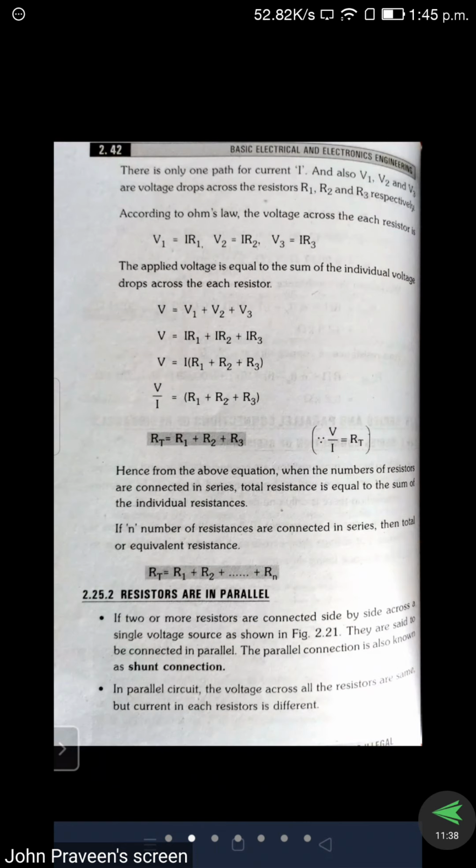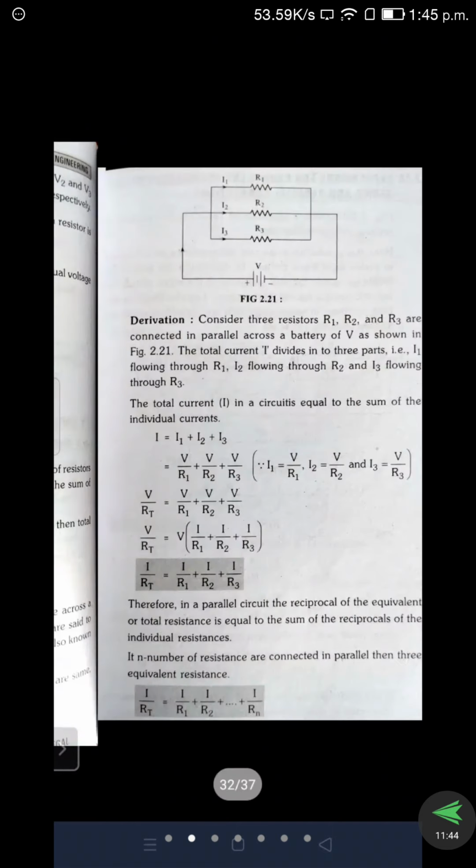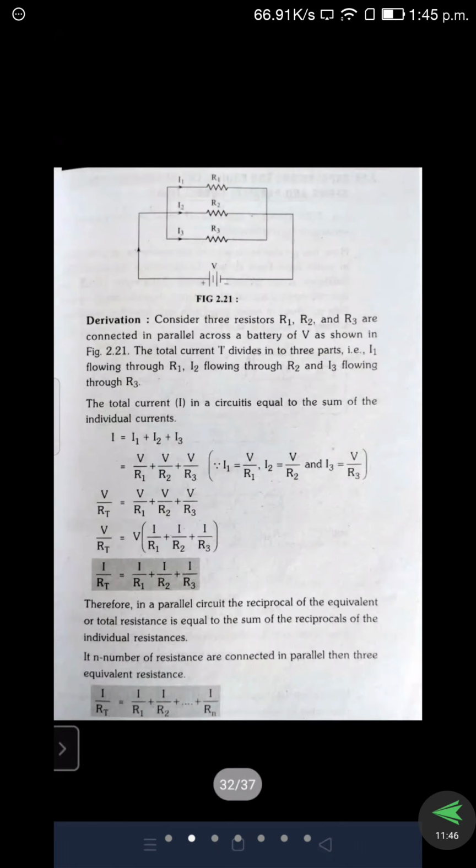We already know the basic things related to series connection: voltage is divided, current is constant. Next we discuss parallel connection. If 3 resistors are connected in parallel, the current is divided, voltage is constant. The formula we use is 1 by R equivalent is equal to 1 by R1 plus 1 by R2 plus 1 by R3 for 3 resistors.